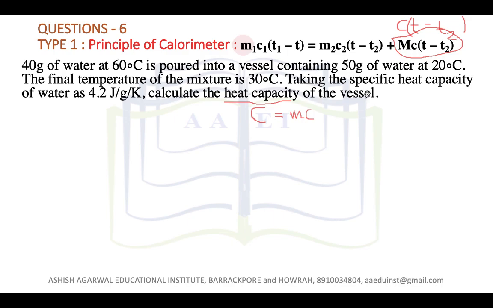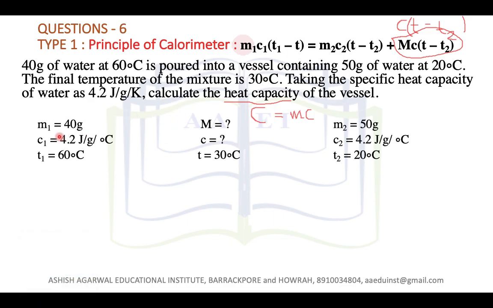That is what they want, the capital C for the calorimeter, because they have not given us the mass of the calorimeter, and they have mentioned calculate the heat capacity, not the specific heat capacity. If it would have been specific heat capacity, they would have talked about the small c. They are asking heat capacity, that means they want capital C for the vessel. What is capital C for the vessel? Mass of the vessel into small c. So this mass of the vessel into small c we have substituted with capital C. We'll see how the formula goes here.